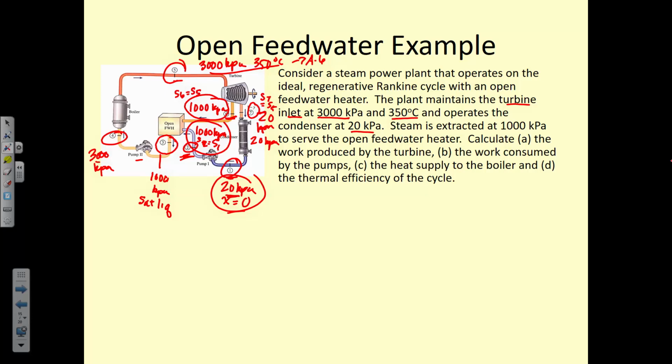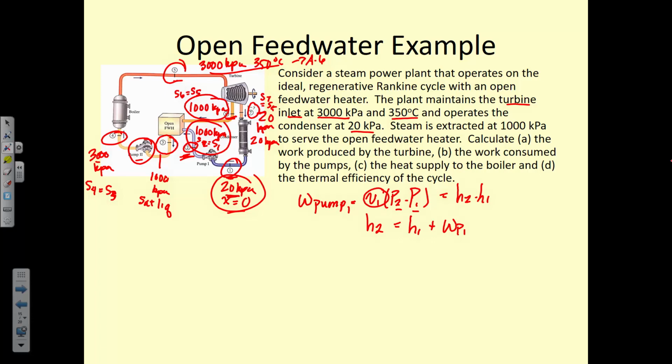Then at state 4, 3,000 kilopascals, and this pump is isentropic, so S4 is equal to S3. So we have two independent variables at each of those states. One trick: the work of the pump is equal to V1 times P2 minus P1, this is pump 1, which is also equal to H2 minus H1. So H2 is equal to H1 plus the work of pump 1. You know P2, you know P1, we can look up V1 easily.